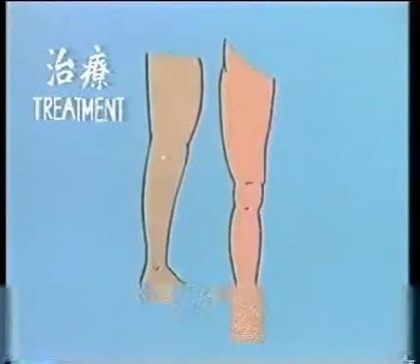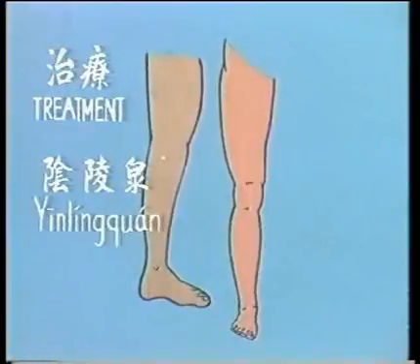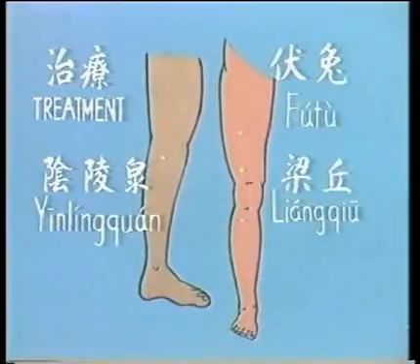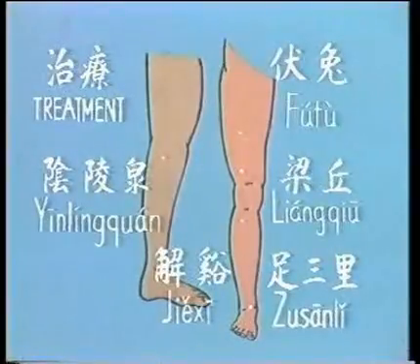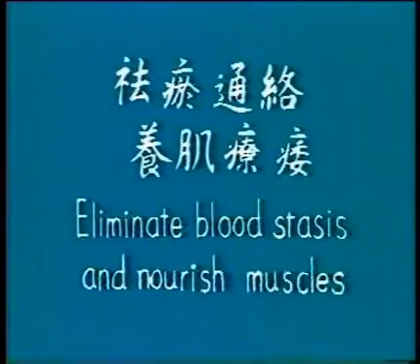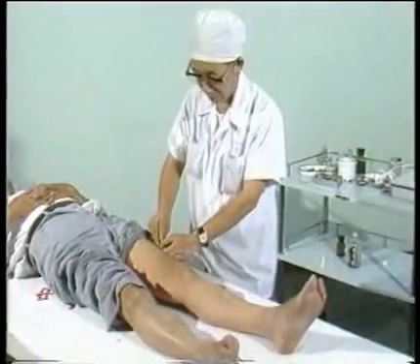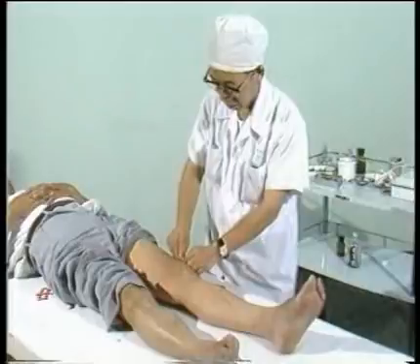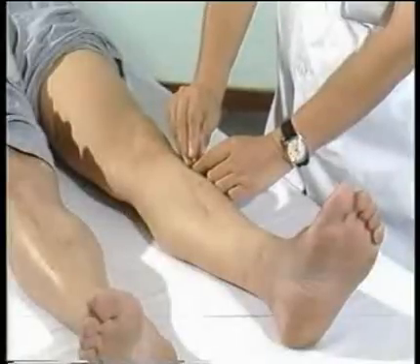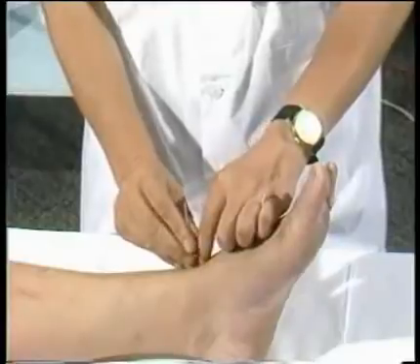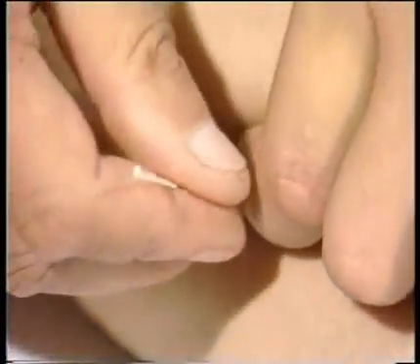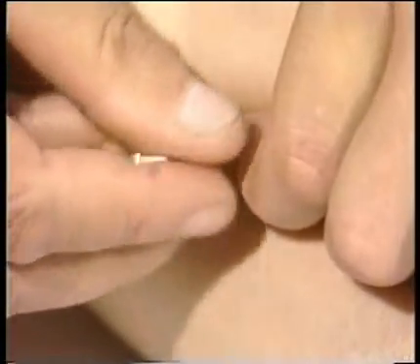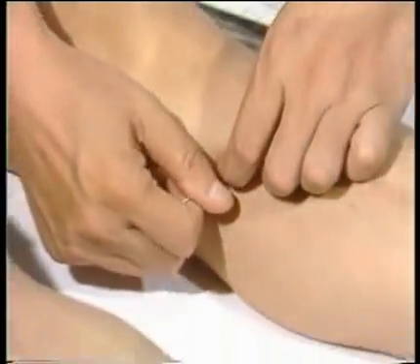Treatment: Yinlingquan, spleen 9, Futu, stomach 32, Liangqiu, stomach 34, Zusanli, stomach 36, and Jiexi, stomach 41. This prescription can remove blood stasis, nourish muscle, and cure flaccidity. Needle Futu, stomach 32, Liangqiu, stomach 34, Zusanli, stomach 36, Jiexi, stomach 41, and Yinlingquan, spleen 9, on the left side with the reducing method of rotating, lifting, and thrusting for half a minute. Then withdraw the needles.